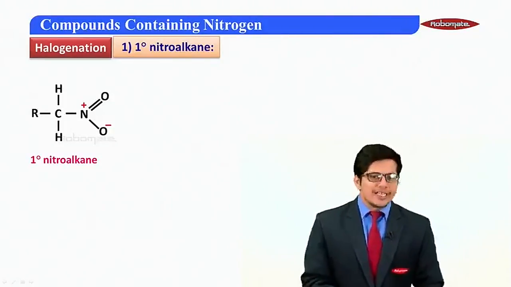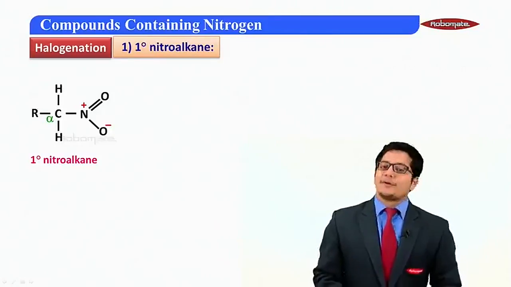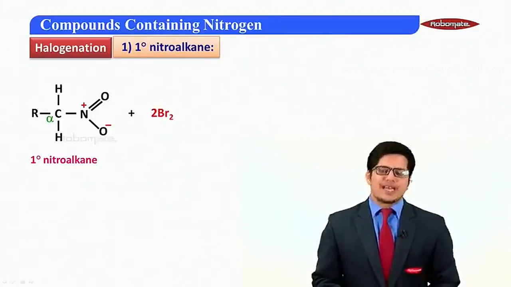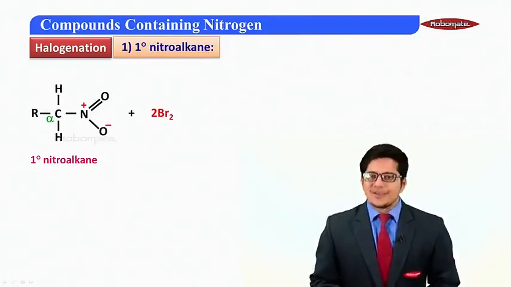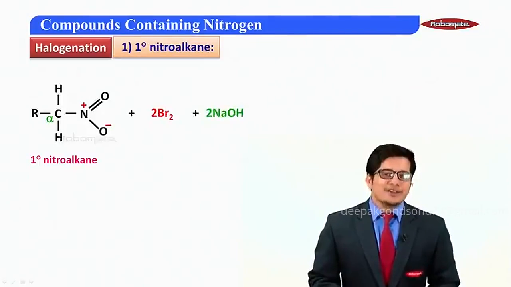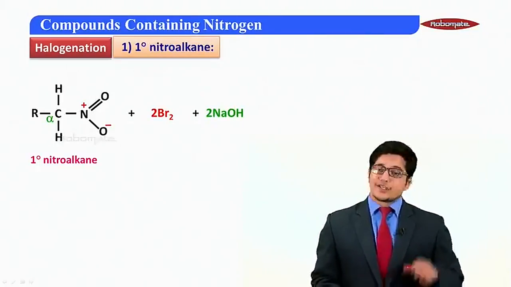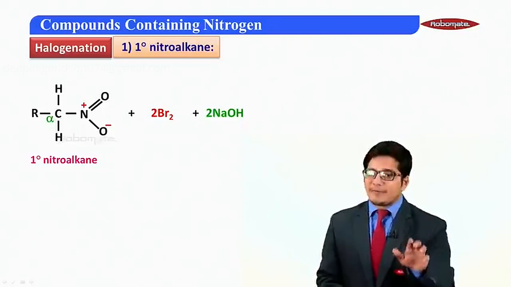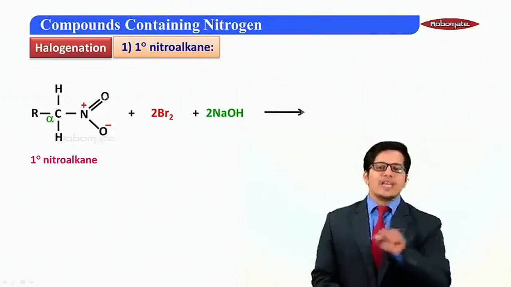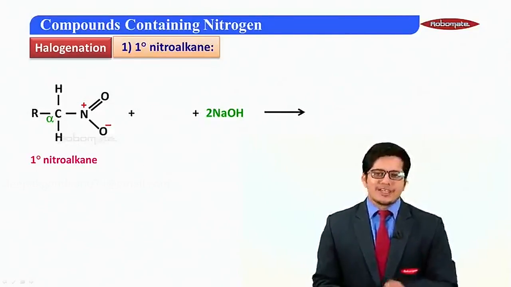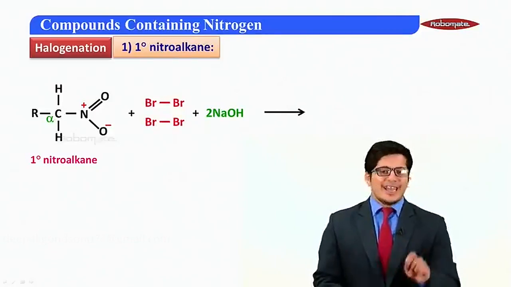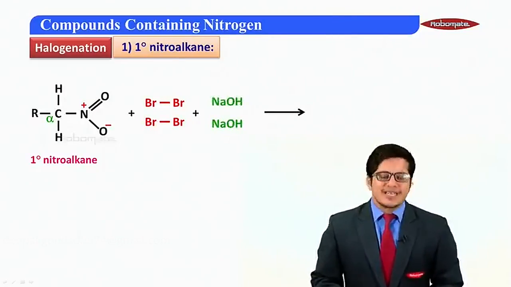Now, to this we are adding a bromine solution, that is we are adding 2Br2. And to this we are also adding 2NaOH. So now what would happen, let's see. But before going on with the reaction, we can do one thing. Bromine can be written down something like this. NaOH can be written down something like this.